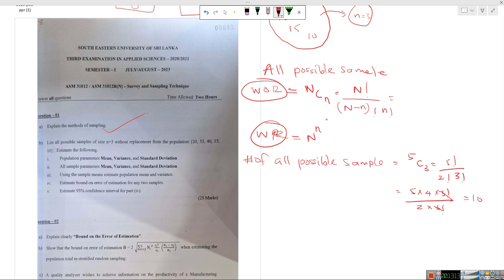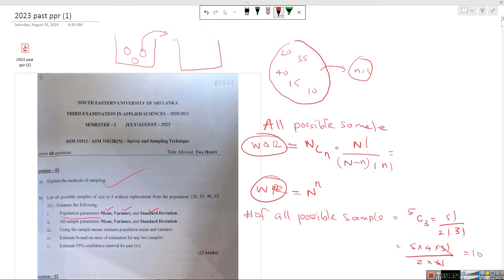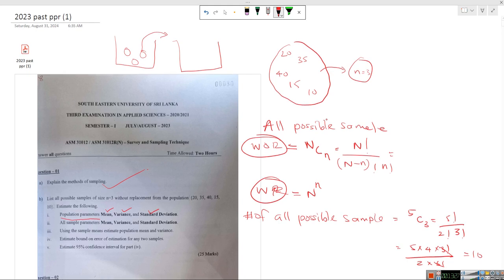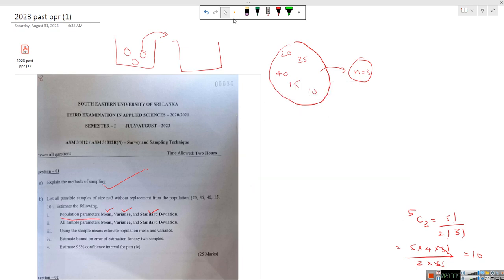Now what we have to do is find out the population parameters. Population parameters mean we have to find mean, variance and standard deviation, right? That is very simple. Considering this population, we may easily find out, right? This is now not necessary for me, so let me erase this. And this is also not necessary. I'm just erasing this, but in the exam you can't do it, right?